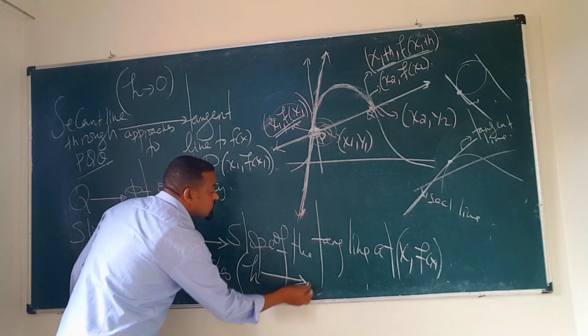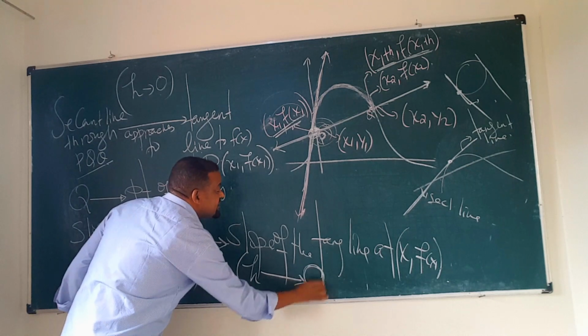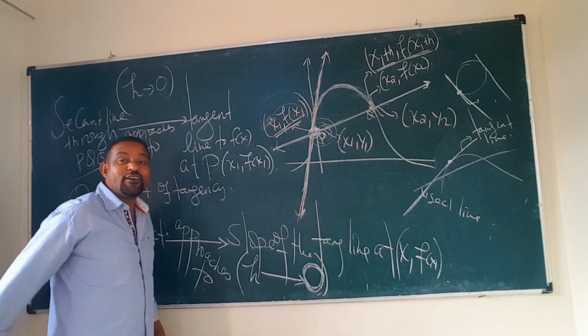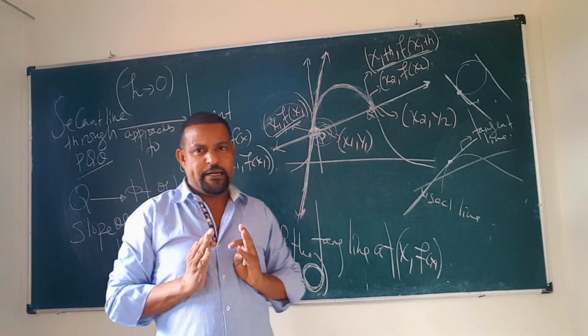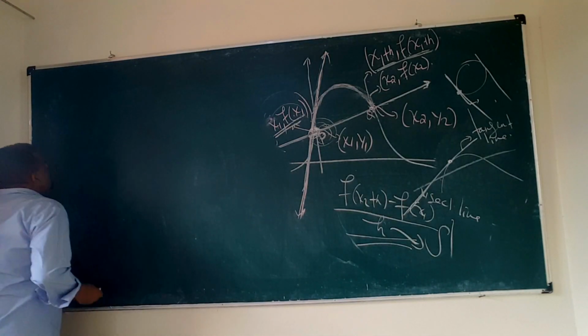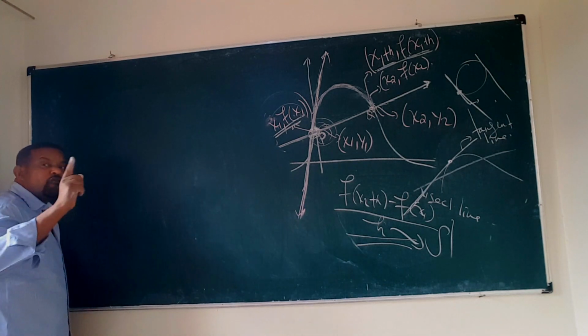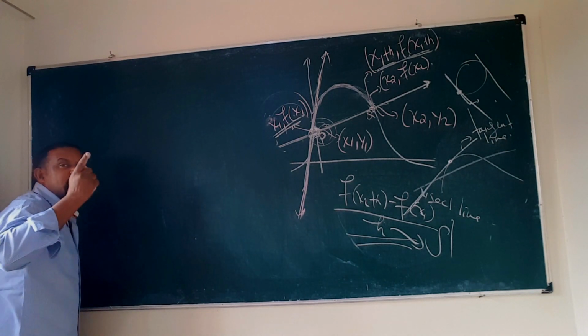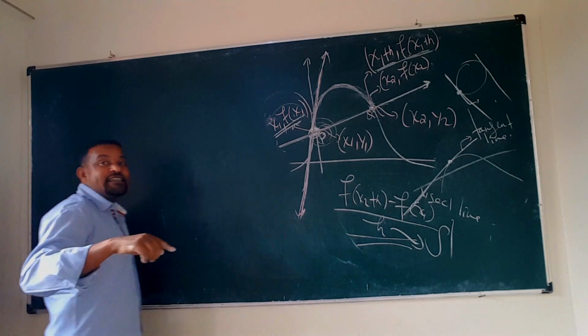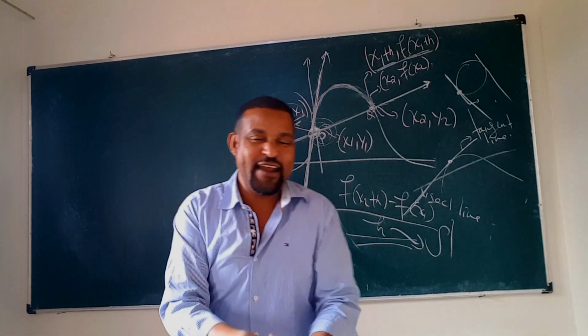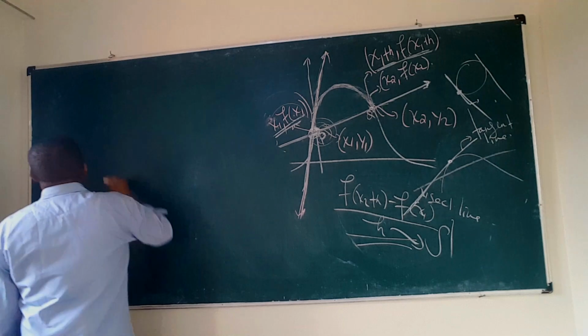Closer and closer to zero. የh ዋጋ እጅግ ወደ ማን እየቀረበ ሲሄድ ነው? ወደ ዜሮ እየቀረበ ሲሄድ ነው። So the slope of that second line, when the value of h is getting closer and closer to zero, becomes what? The slope of the tangent line ሆነ ማለት ነው። So how ምን አገኘን ማለት ነው?